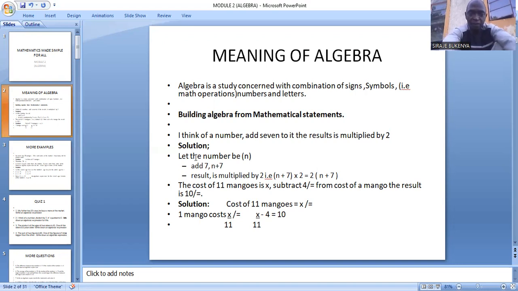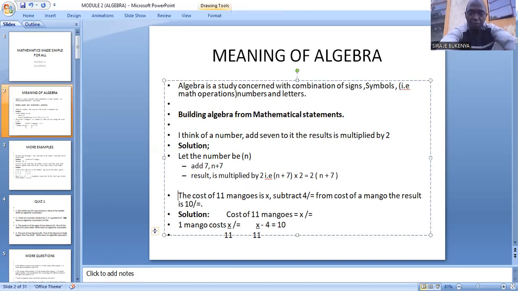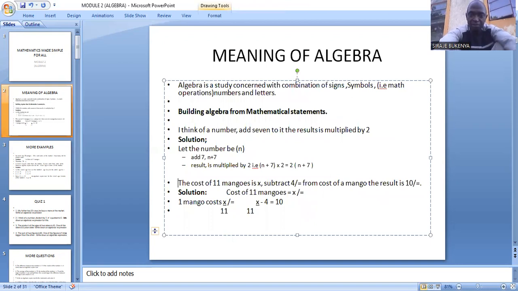If you look at another example, if somebody says the cost of 11 mangoes is X, subtract 4 shillings from the cost of mangoes, the result is 10 shillings. How do you write that? We say the cost of 11 mangoes be X. So which means one mango will cost X over 11. That means X over 11 minus 4 is equal to 10. So you can do more interpretations as we see.